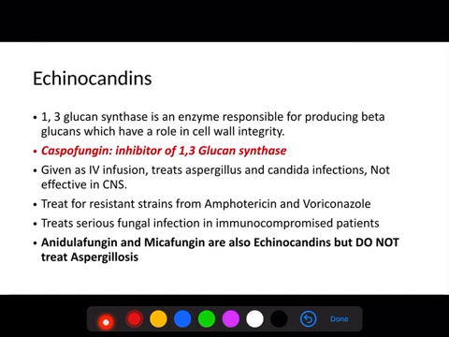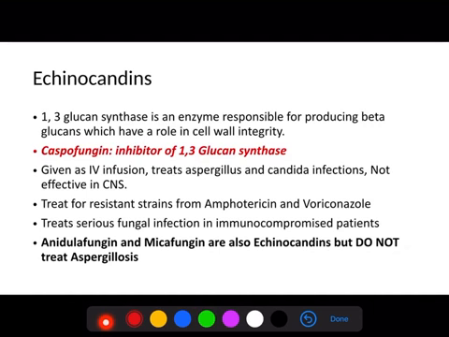Echinocandins can be used to treat strains which are resistant to drugs such as amphotericin B and voriconazole. Echinocandins are able to treat serious fungal infections in immunocompromised patients. Two more drugs which are echinocandins are anidulafungin and micafungin. It is important to know that they do not treat aspergillosis.